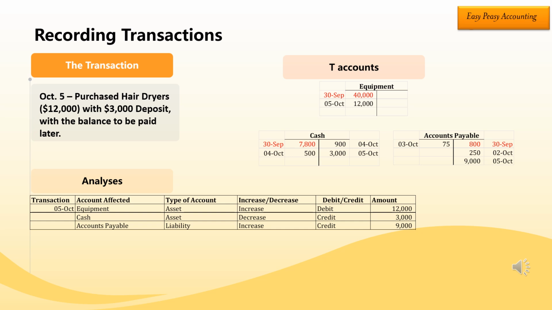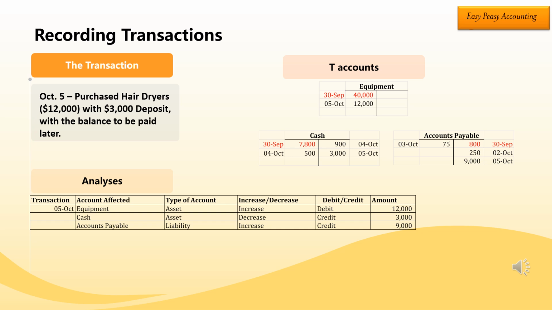October 5th, purchased hair dryers, $12,000 with $3,000 deposit, with the balance to be paid later. Transaction date, October 5th. Accounts affected, equipment, cash, and accounts payable. Type of account, equipment is an asset, cash is an asset, accounts payable is a liability. Equipment increased, $12,000. Cash decreased, paid deposit, $3,000. Accounts payable increased, because of the remaining balance owed, $9,000.